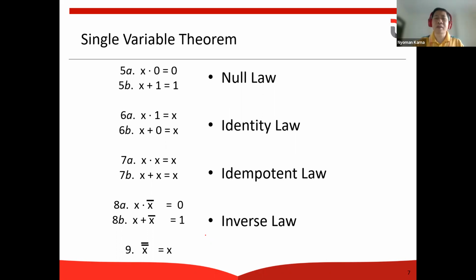Now, in the theorem, we have several laws. The first one is the null law. In null law, anything times 0 is 0, and anything plus 1 is 1. That's null law.